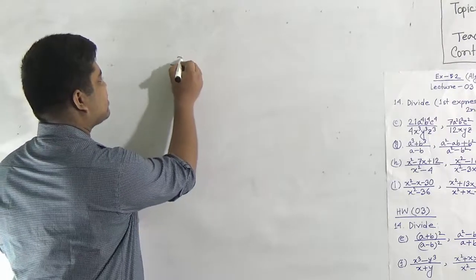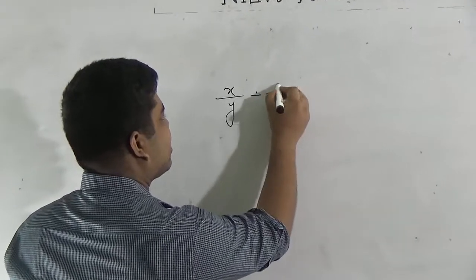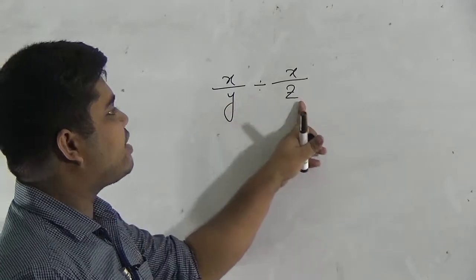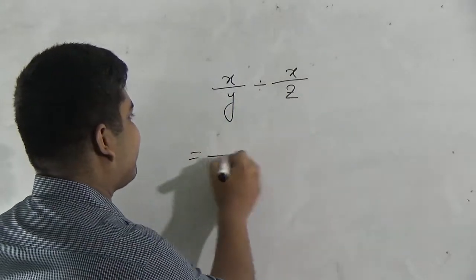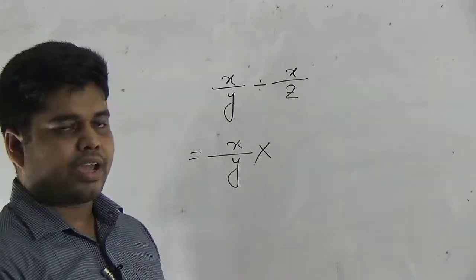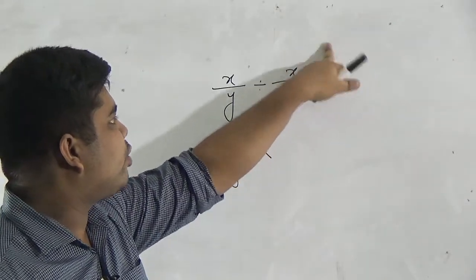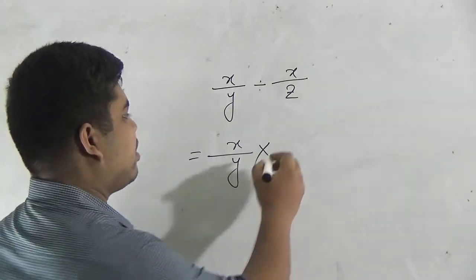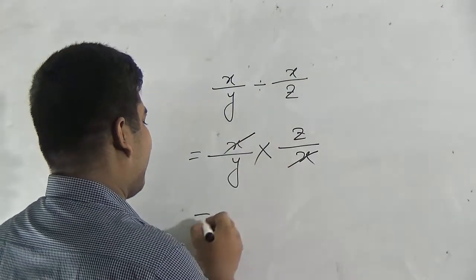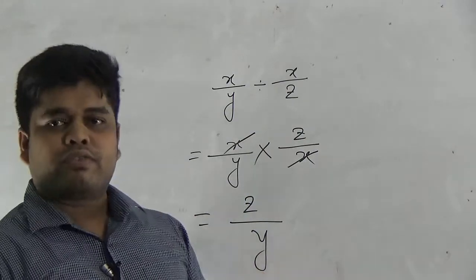Suppose x by y is a fraction. We want to divide this fraction by x by z. What do you mean by division of first fraction by second fraction? It means multiplication. This division will be a multiplication sign, and reverse means the denominator will be the numerator and the numerator will be the denominator. That means z by x. Now we cut x and finally we get z by y. This is the procedure of division of fraction.